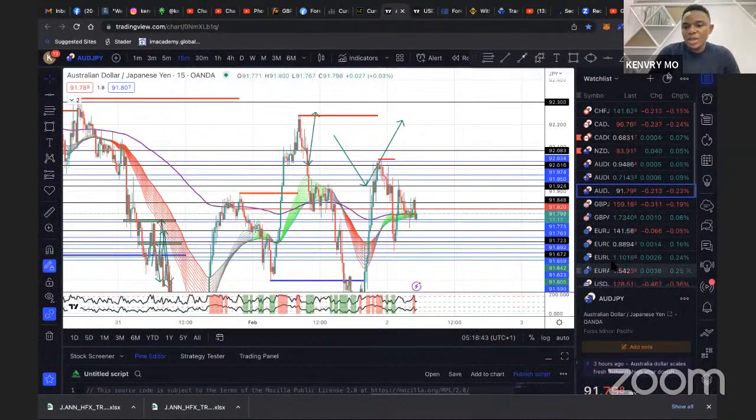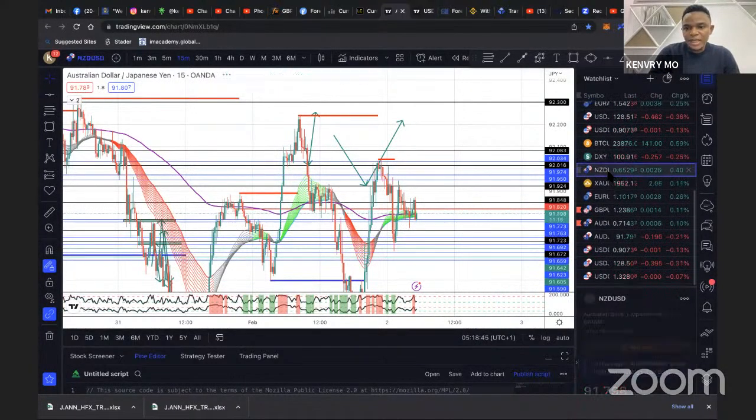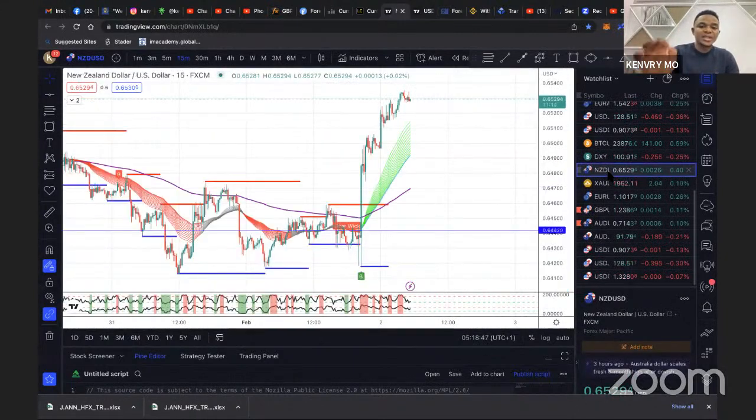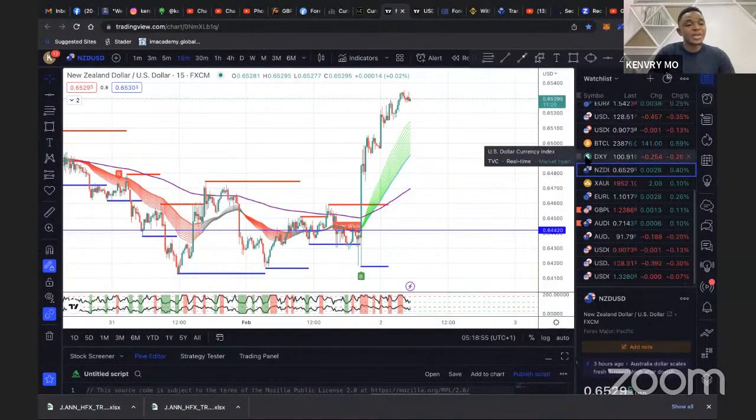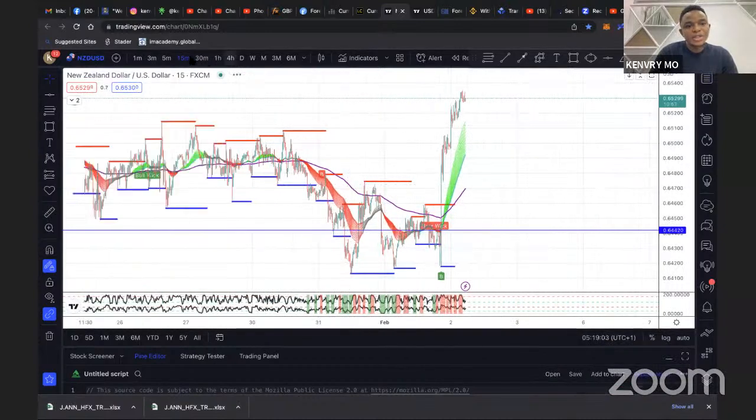So I'm going to go to NZD USD. In case you're new, I've given you guys a training on how to use TradingView. It's very, very important. You can't practice when you don't have a setup of TradingView. So you want to do that. The next thing is, let's check the trend of NZD USD right now.